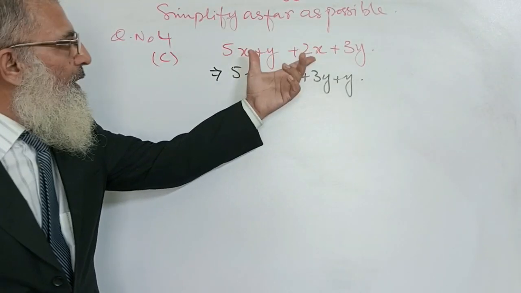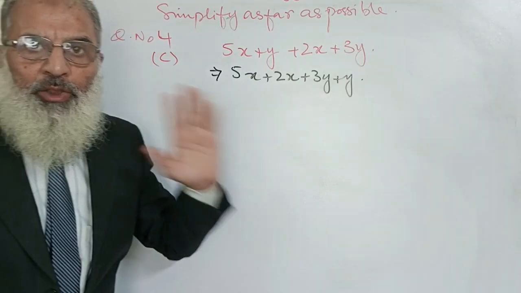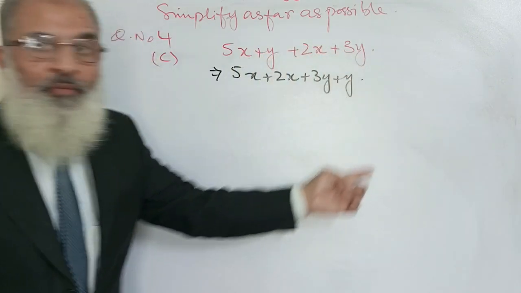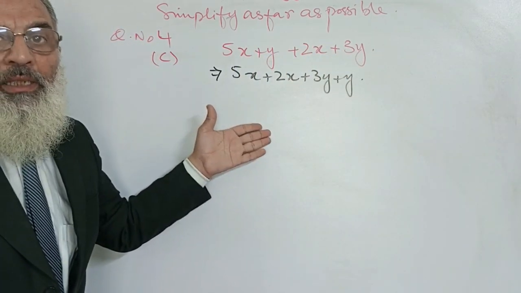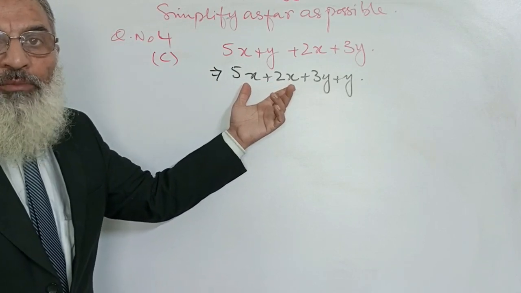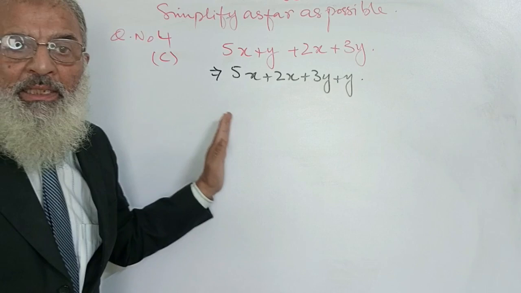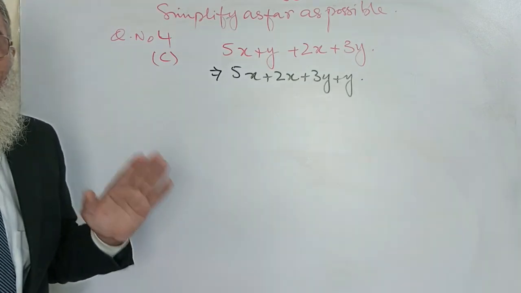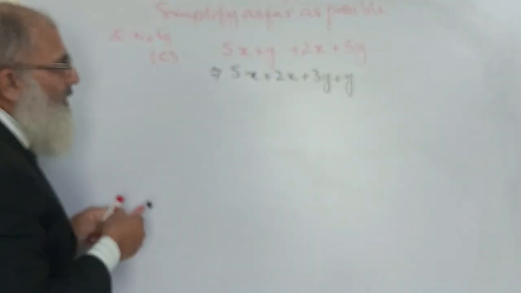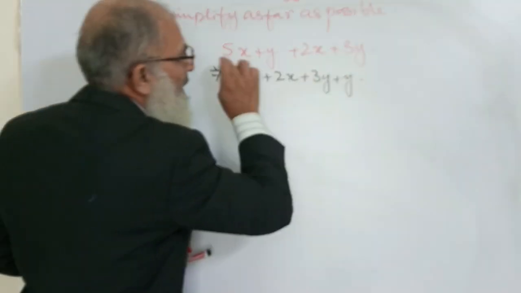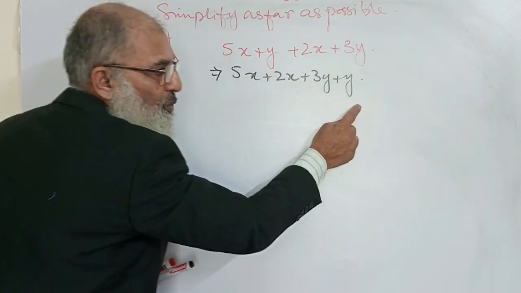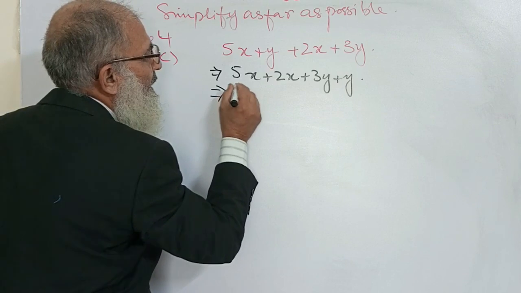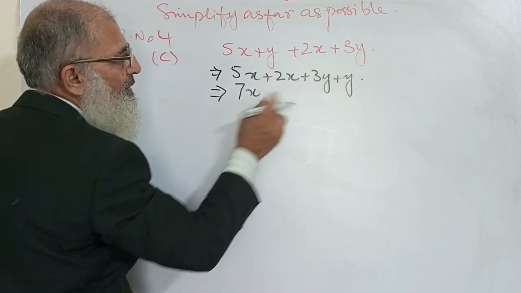Well, you can do it directly from here. There is no limitation that you cannot do it. Yes, you can do it directly from here, but it is easy to bring all the like terms together and in descending order, then you do it. That will be much better to solve. Again I tell you that there is no limitation that you have to do it in this way. Now the next and the final step is 7x and 4y.